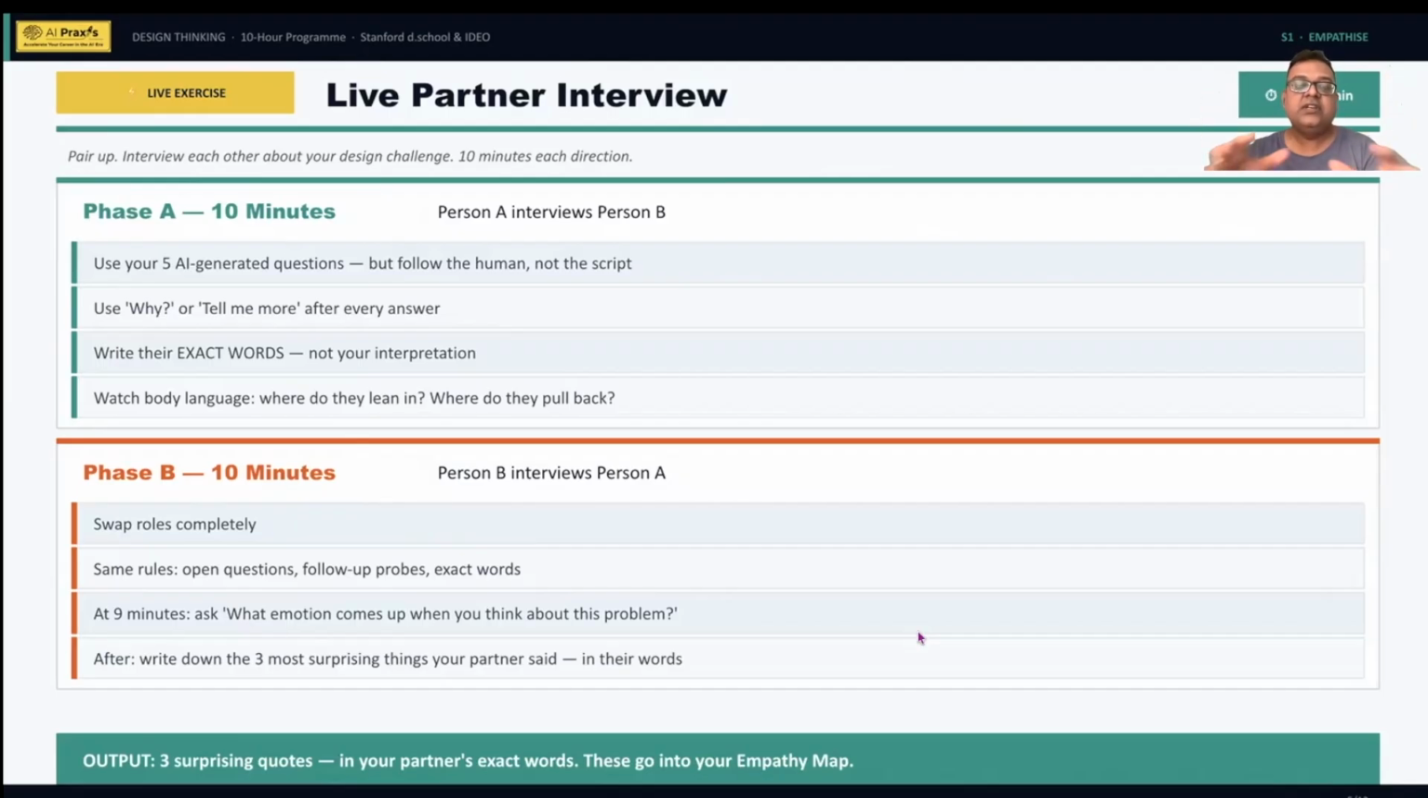And at the end of the interview, don't immediately jump to solutions. Instead, write down the three most surprising things your partner said. And remember, write them in their exact words. Sometimes you may not be able to capture them exactly, but you should definitely have the ability to listen very carefully and try to write exactly. But you can also paraphrase it. It's okay. You don't have to write a summary or interpretation, that's what I mean. Those three quotes will become the raw material for the next tool, which is going to be the empathy map.